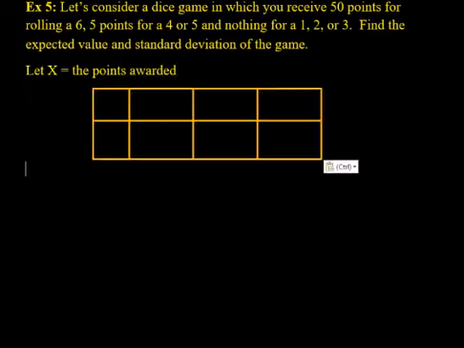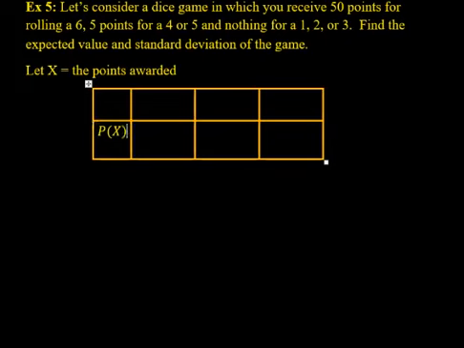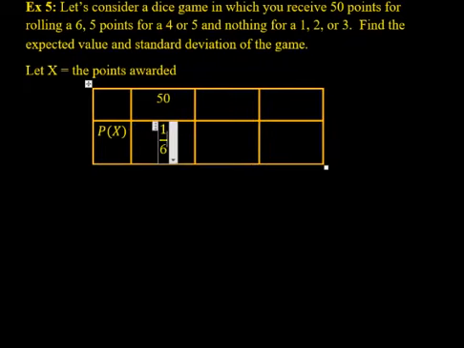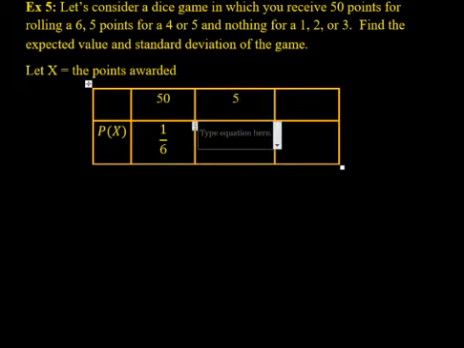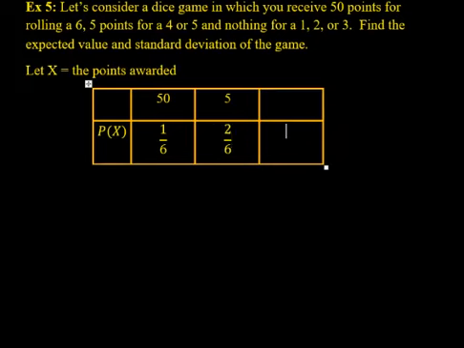Now we're going to do a probability table, the model. So we have the random variable on top, the probability of the random variable occurring on the bottom. First thing we can do is win $50. That requires getting a 6. There's one 6 out of 6 outcomes on the die, so 1 over 6. Winning $5 can be a 4 or 5, so 2 out of 6. And winning nothing, you can do that with a 1, 2, or 3, so 3 outcomes out of 6.